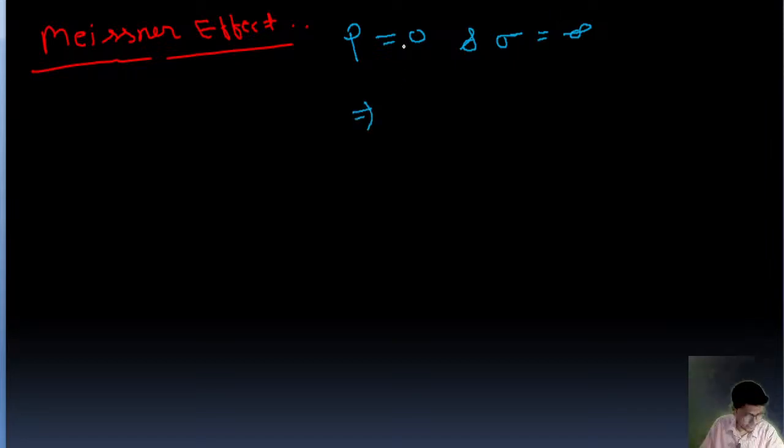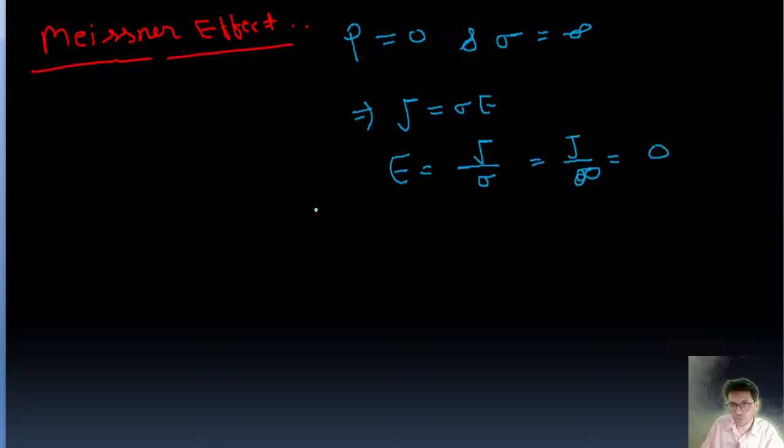So since we know J equal to sigma E, Ohm's law, that is current density is conductivity into electric field, right? So from here E is going to be J upon sigma, and sigma is infinite, so J upon infinity means zero. So in diamagnetic material, and those are superconductors, rho is zero, sigma is infinite, and E is zero.